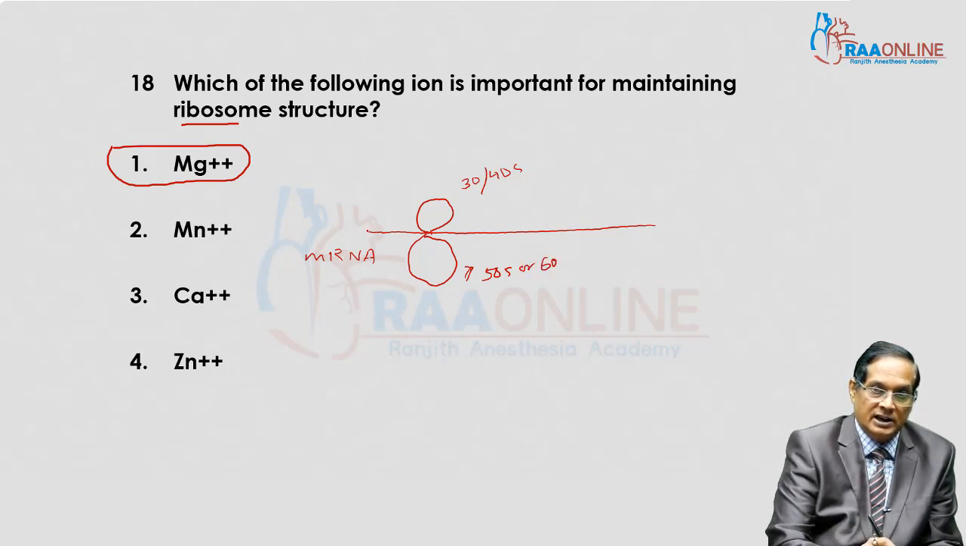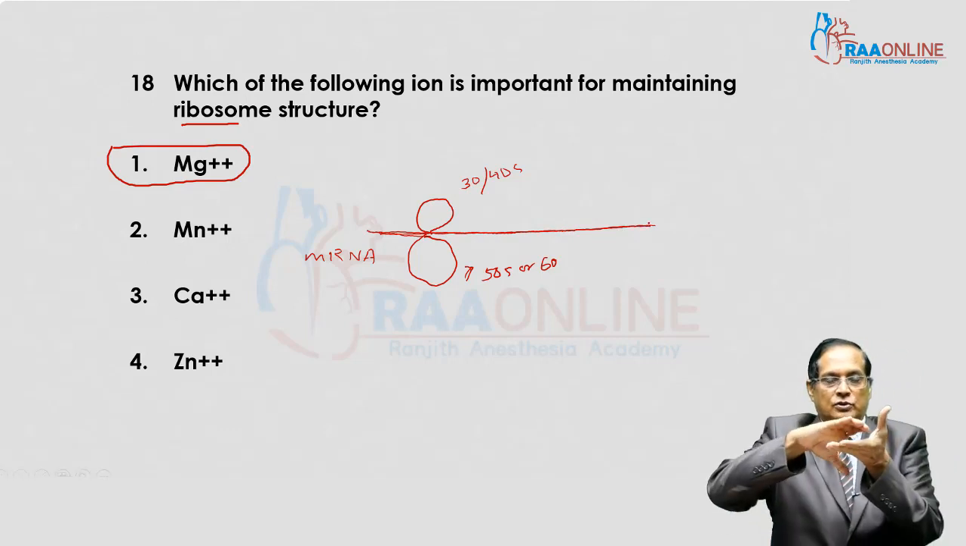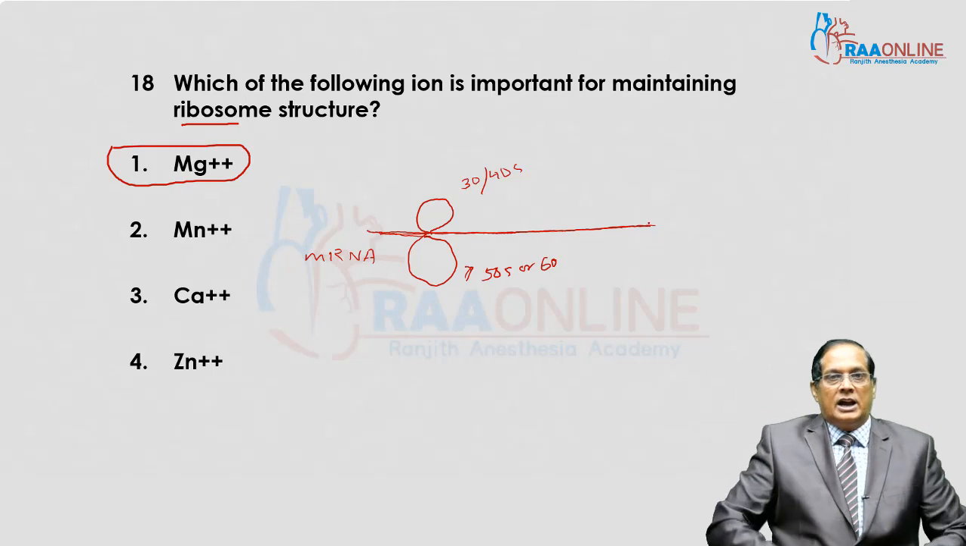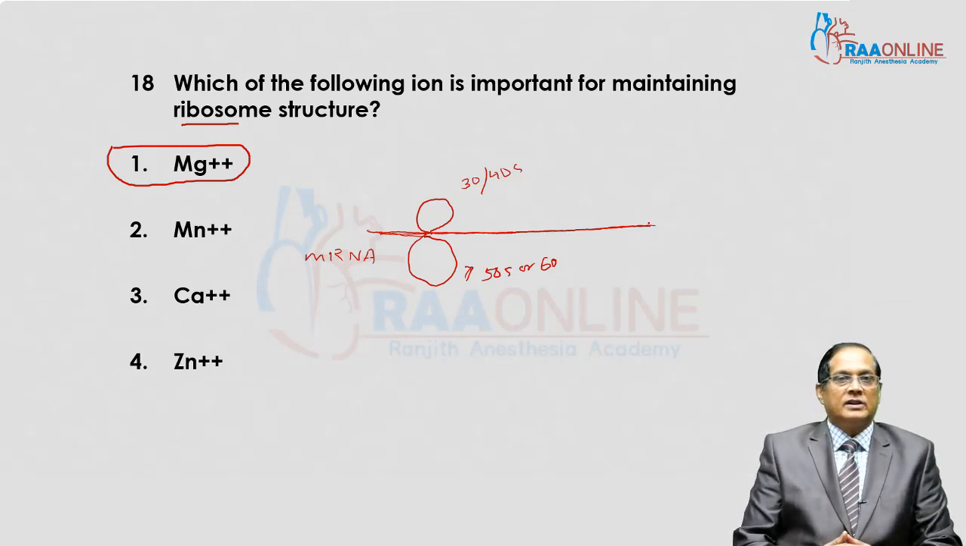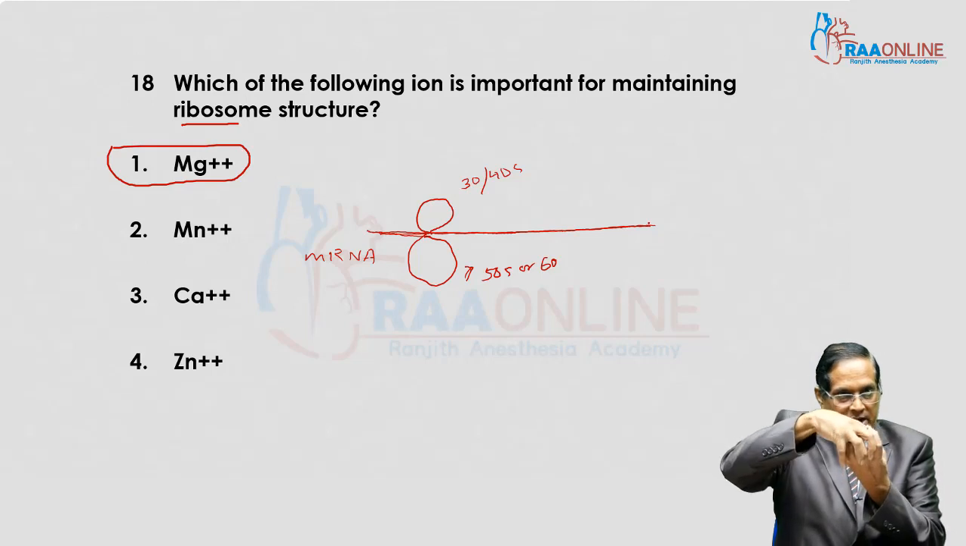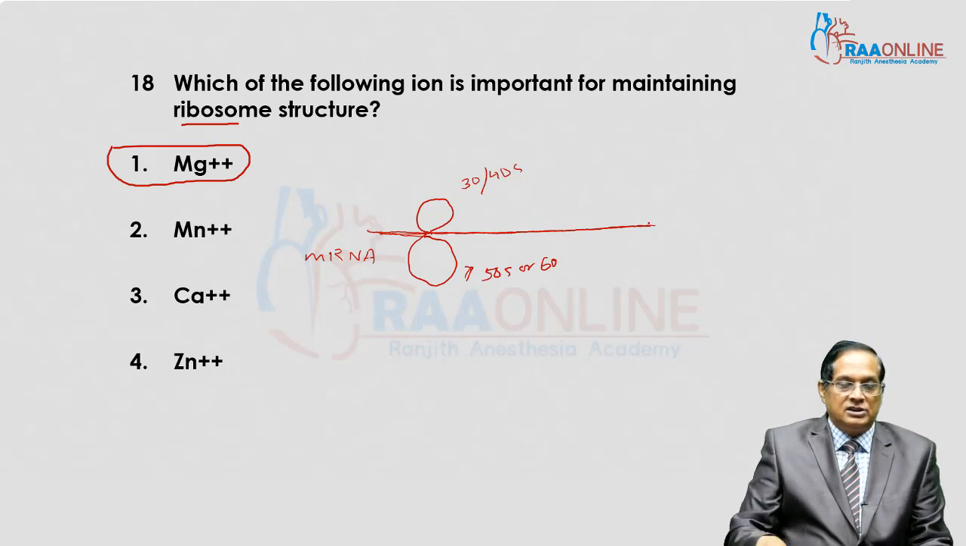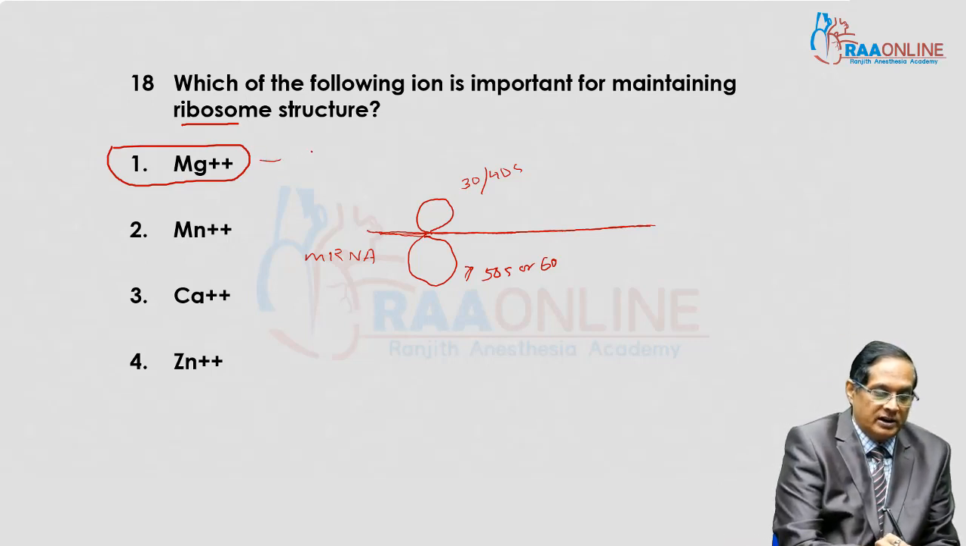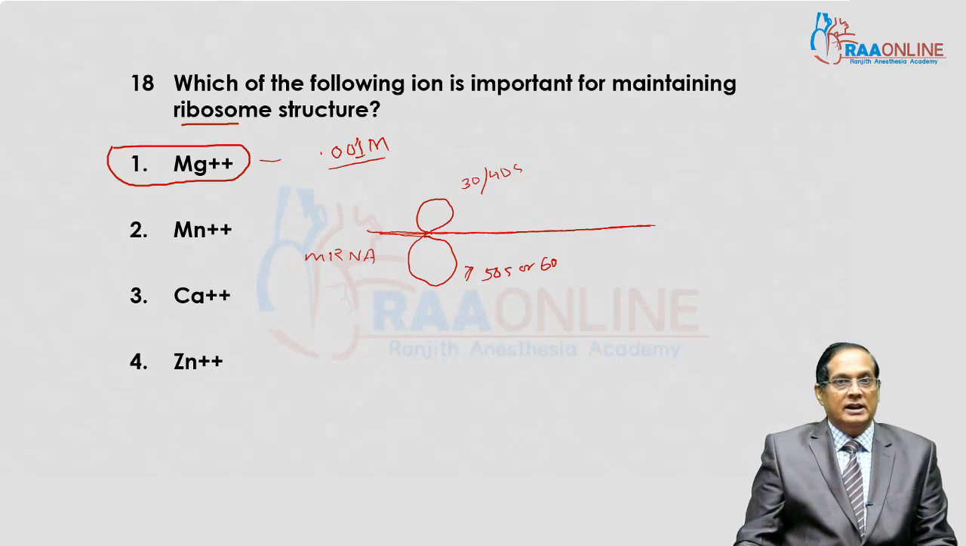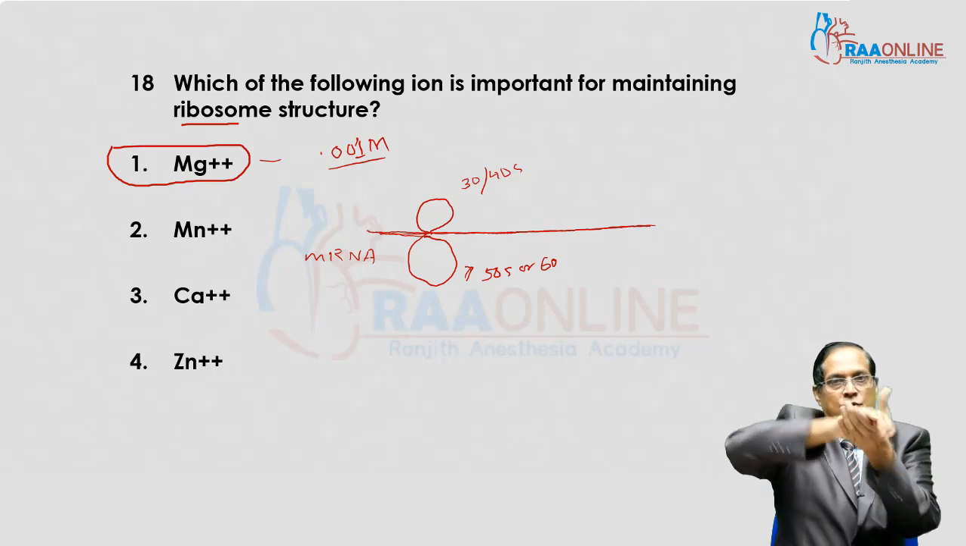The messenger RNA is sandwiched in between them at the time of protein synthesis. This ribosome then moves along the mRNA and the process of translation takes place. But for the binding of these two subunits, magnesium is required in appropriate quantity, 0.001 M. Not less, not more. Appropriate concentration of magnesium is required for the binding of the two subunits.